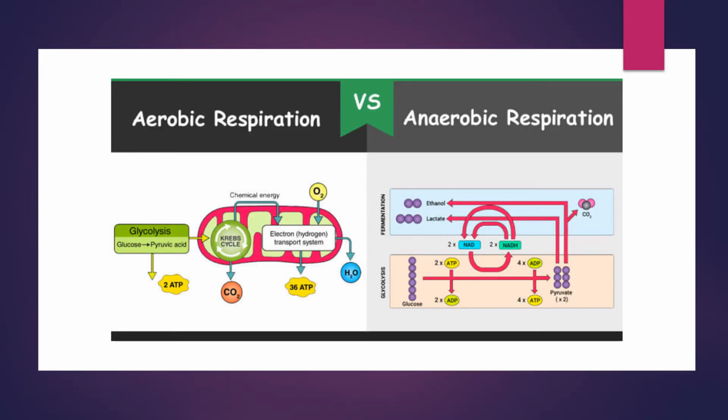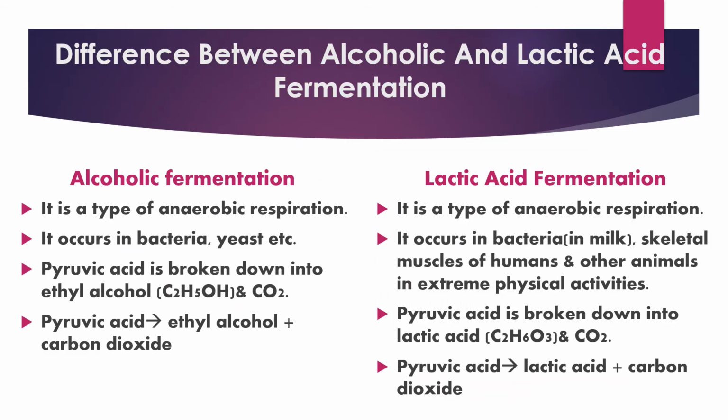Now, coming to alcoholic fermentation and lactic acid fermentation. Alcoholic fermentation is a type of anaerobic respiration, and it occurs in bacteria, yeast, etc. Pyruvic acid is broken down into ethyl alcohol and carbon dioxide, and if we show it through an equation, pyruvic acid is broken down into ethyl alcohol plus carbon dioxide.